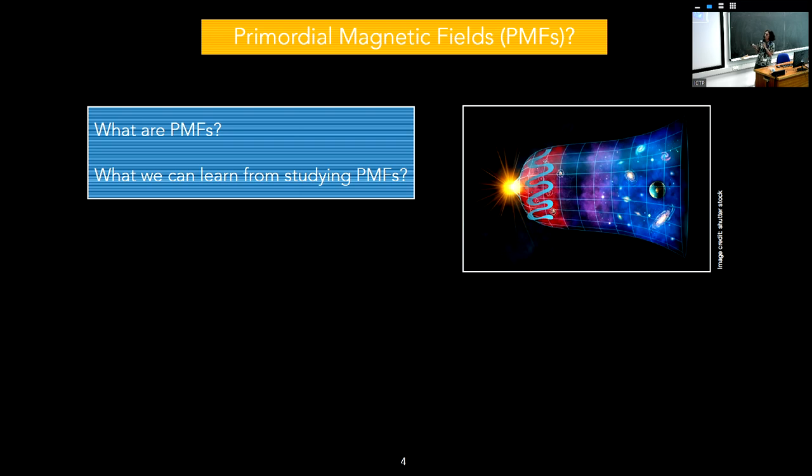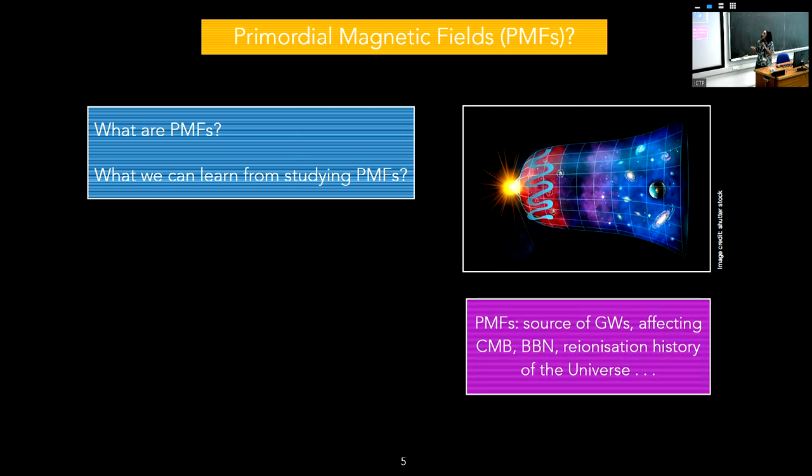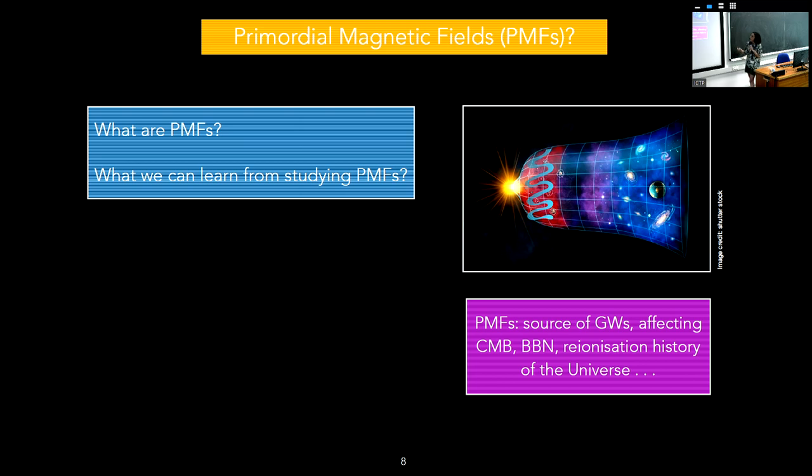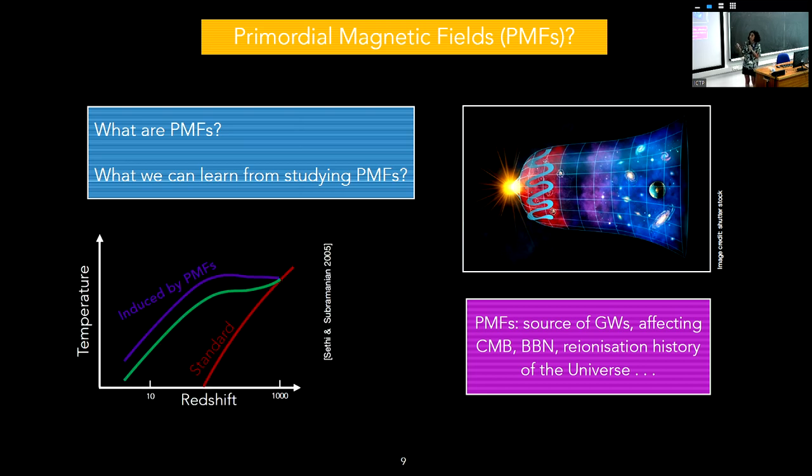So primordial magnetic fields are magnetic fields that originated in the early universe and then evolved with our expanding universe during different phases of its cosmic evolution. Since these fields originated in the early universe, they could affect the CMB and Big Bang nucleosynthesis, or could also produce gravitational waves, and at later times they could induce earlier ionization of the universe. For example, I show here a sketch from recent studies, showing where the primordial magnetic field effects come in the CMB angular power spectrum, and the evolution of the temperature of the intergalactic medium. With respect to the standard scenario, primordial magnetic fields would induce larger temperatures and therefore could also induce earlier ionization of the universe.